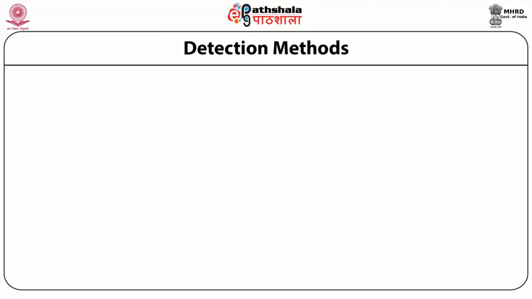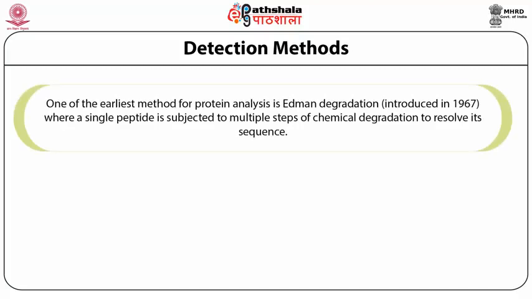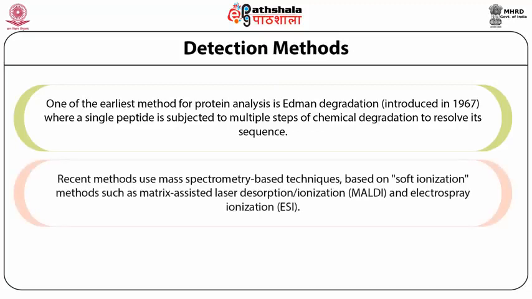Detection methods. One of the earliest methods for protein analysis is Edman degradation, which was introduced in 1967, where a single peptide is subjected to multiple steps of chemical degradation to resolve its sequence. Recent methods use mass spectrometry-based techniques based on soft ionization methods such as matrix-assisted laser desorption ionization and electrospray ionization.